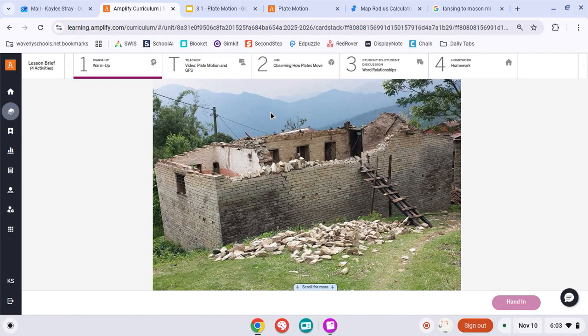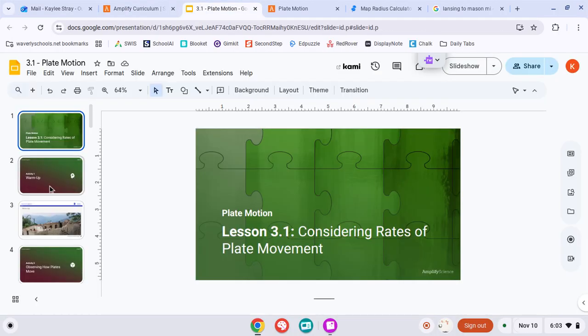My second question for you is, how much do you think the plates move on a day-to-day basis? So each day, how much do you think they move? And then lastly, how much do you think the plates move per year? So there's 365 days in a year. So how much do you think they move per year? That is the warm-up for today. And now we're going to continue into it.